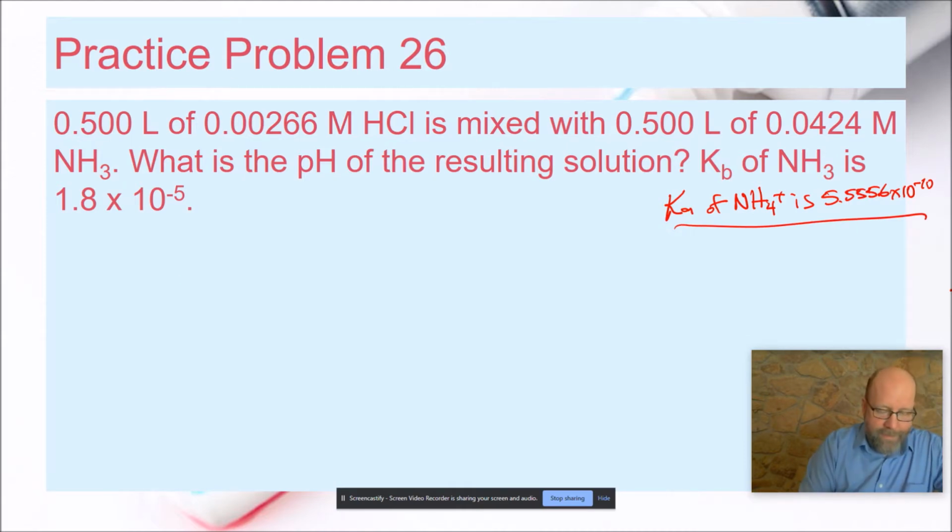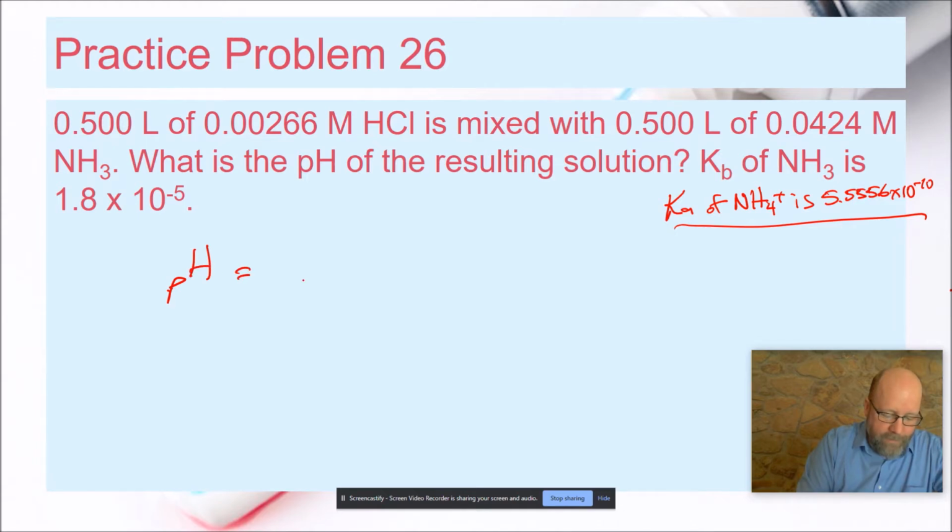And we're going to use our old friend Henderson-Hasselbalch. The pH is equal to the pKa plus the log of the concentration of the conjugate base over the acid.